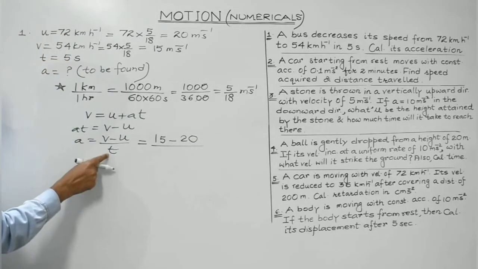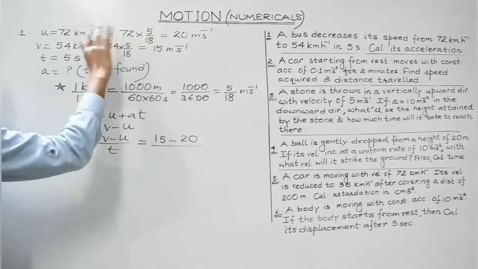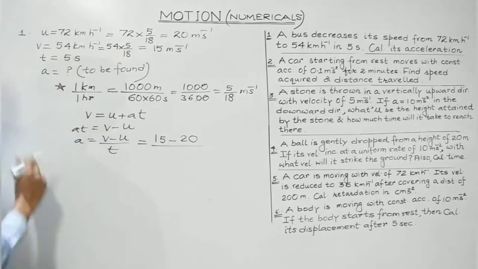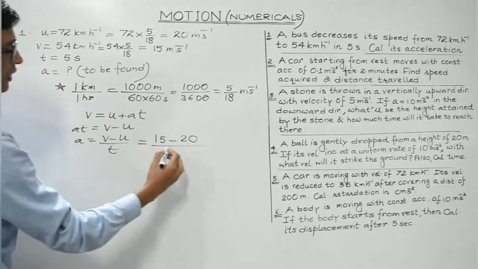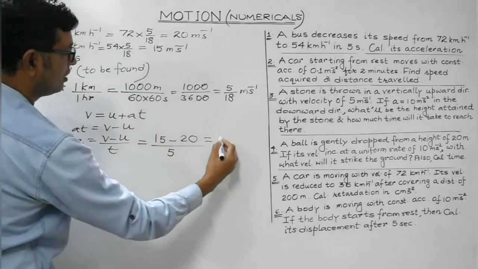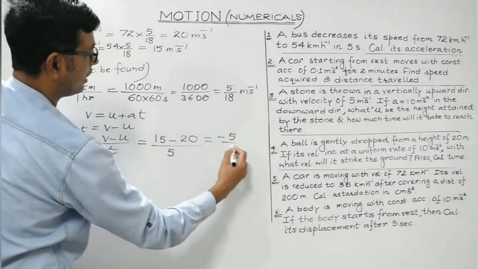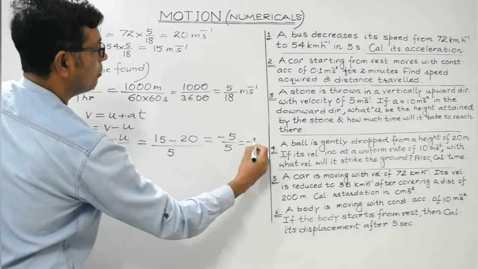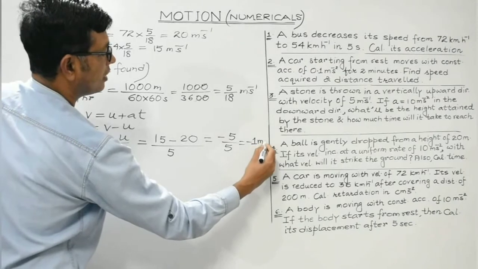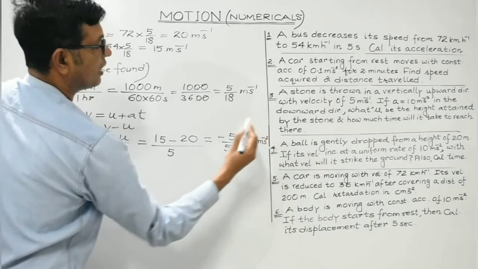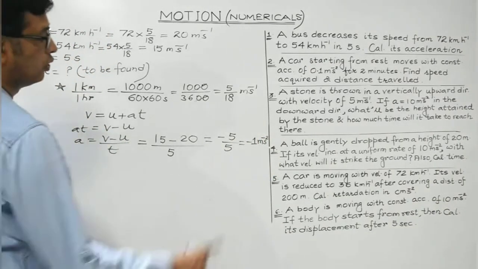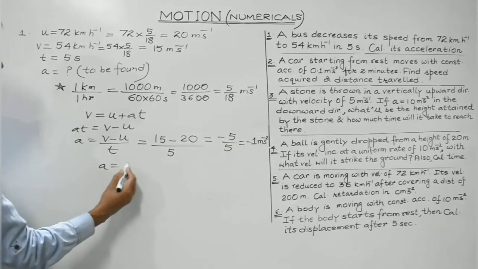Divided by time. The speed changes from 72 km per hour to 54 km per hour, and the time is going to be 5 seconds. So what do you get? Minus 5 divided by 5, so it is equal to minus 1. What would be the unit? Meter per second square. Right? So what is the acceleration? What is the answer?